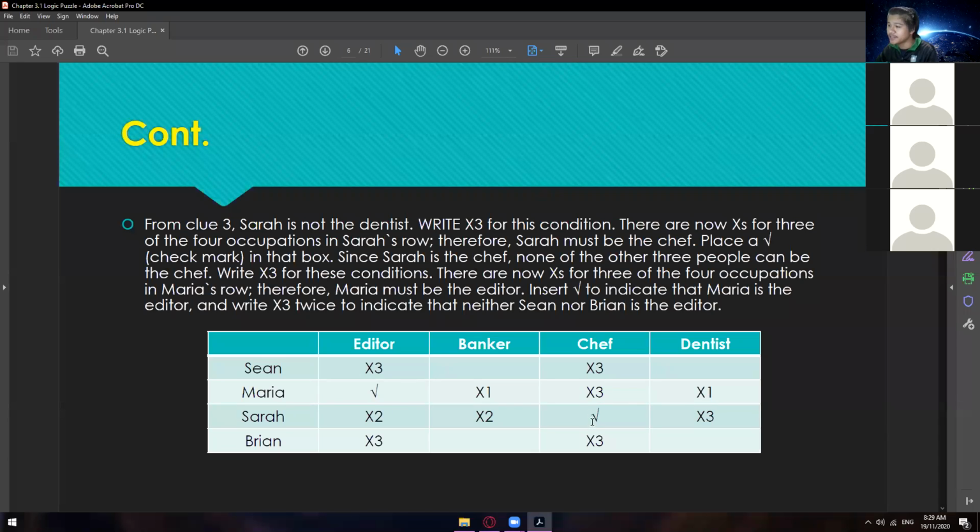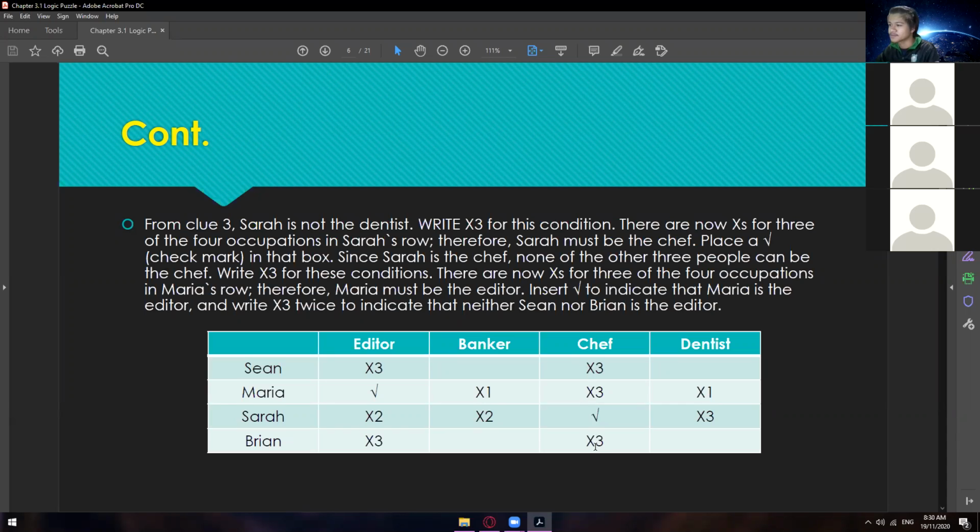So, as you can see right here, now we know that Sarah is the chef. Like, we are 100% sure that Sarah is the chef. Then we should rule out the other boxes. Like, Sian is not a chef. Maria is not also a chef. Brian is not also a chef because Sarah is already the chef. Okay, so this one is coming from clue number 3 also. So you can just put here X3, X3, and then X3.